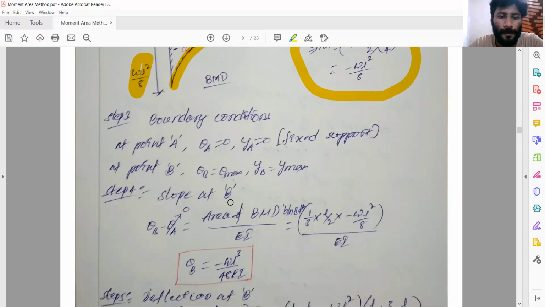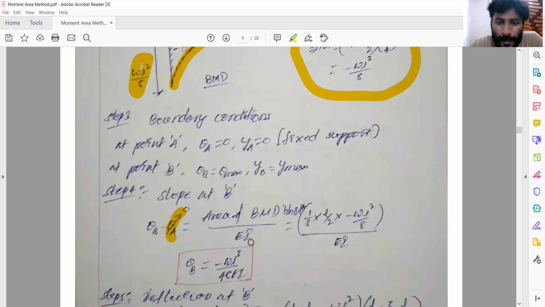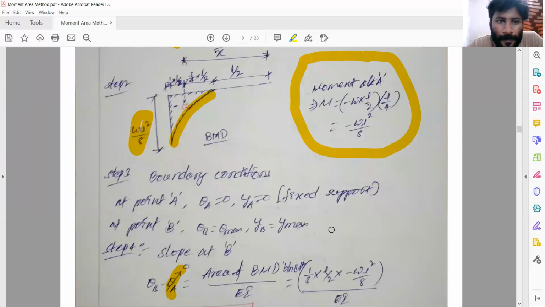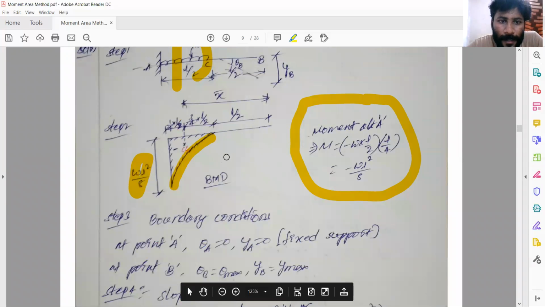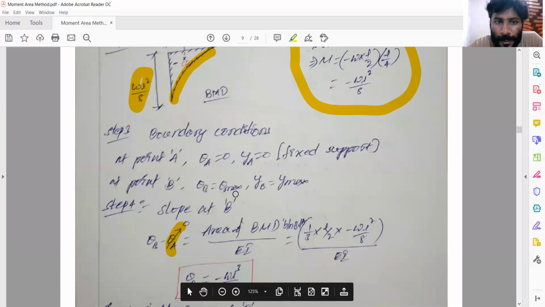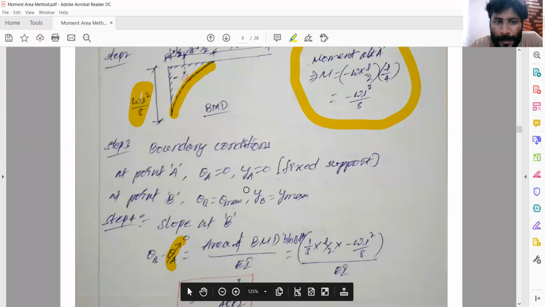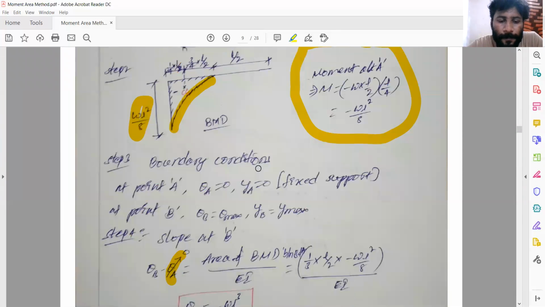So the change in slope as per moment area theorem 1, theta B minus theta A. Theta A we already know is 0. Area of BMD between points B and A divided by EI. Now the area of BMD between B and A is 1 by 3, this is a spandrel, into, here we do not have any bending diagram, so whatever the length of the diagram is, that we have to consider. 1 by 3 into L by 2 is the length of the diagram, and the intensity is minus WL square by 8. So that's the slope at B.